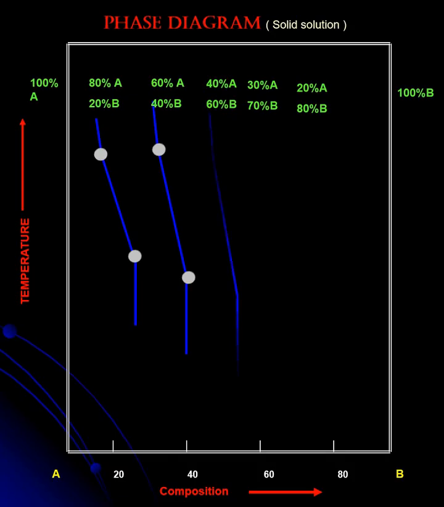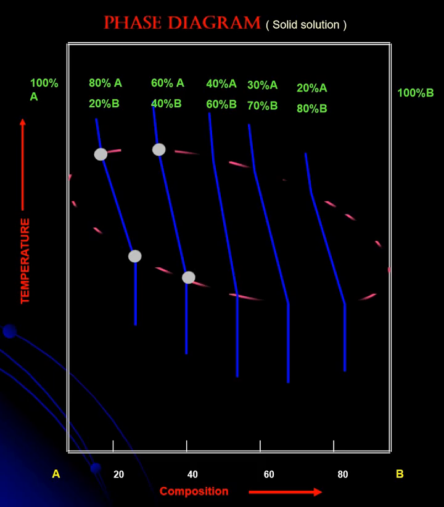Similarly, I can draw the cooling curve for other compositions and identify the beginning and the end of the solidification process. If I draw a line passing through all the starting points of the solidification process and the end points of the solidification process, I am going to obtain the phase diagram. Let's see how it is constructed. The line passes through all starting points and end points of the solidification.